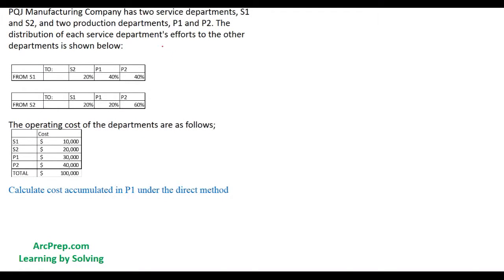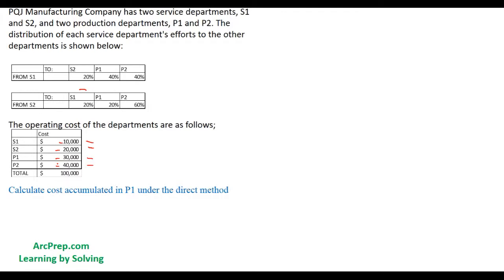Hi everybody. In this problem we are going to go over the direct method to consolidate the cost figures from service departments to production departments. We have two service departments, S1 and S2, and we have two production departments. The total of all the cost for S1 plus S2 plus P1 and P2 is $100,000. S1 is spending $10,000, S2 is spending $20,000, production 1 department currently is spending $30,000, and production 2 is $40,000.